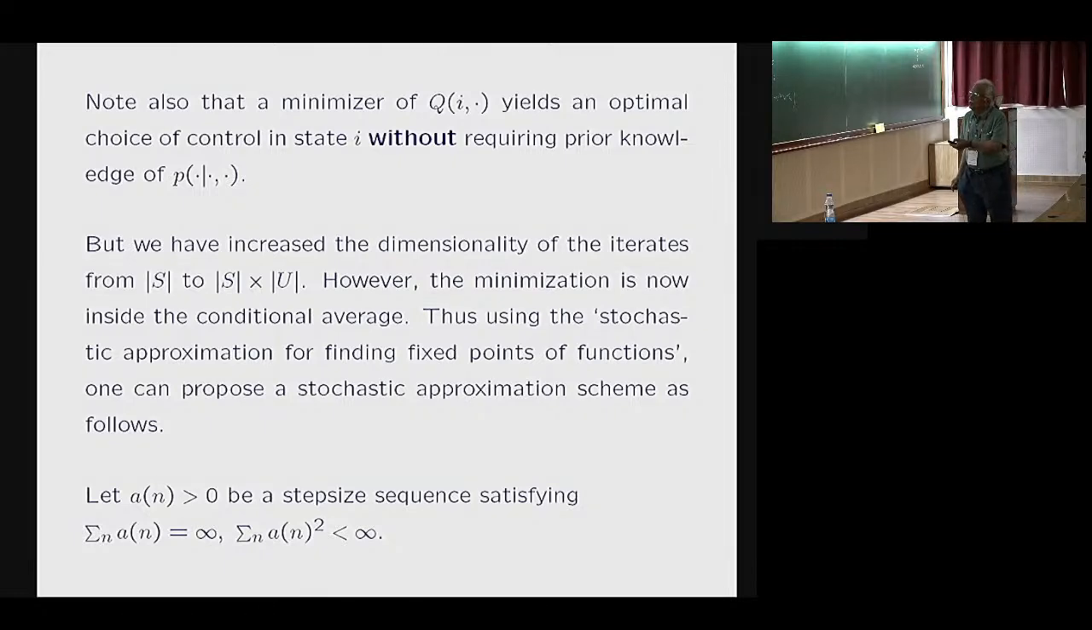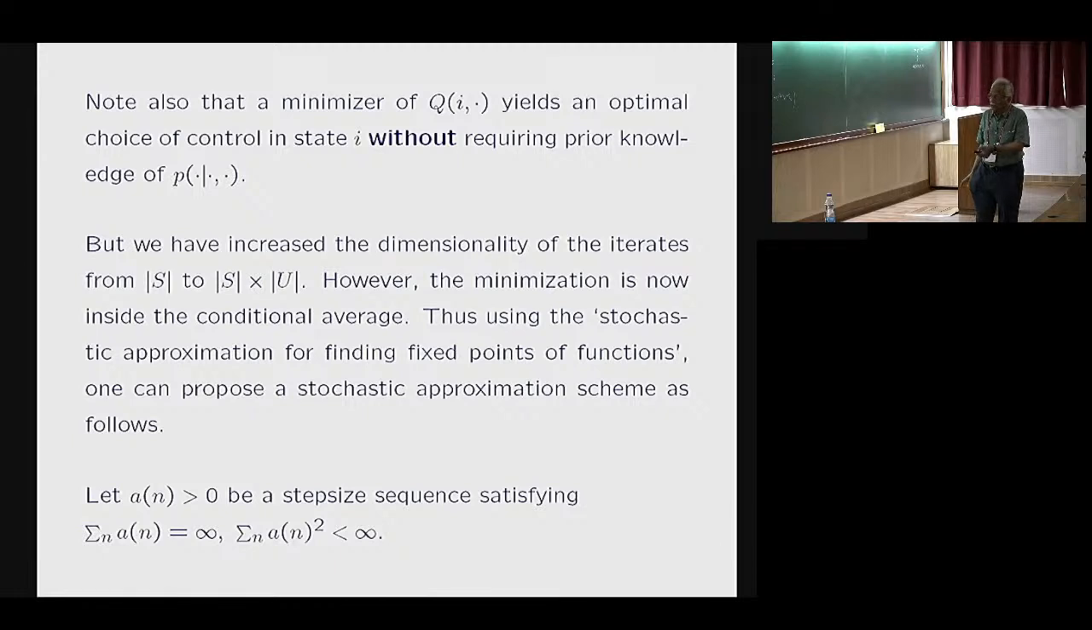But we have increased the dimensionality from the dimension of S to the dimension of S times the dimension of U, which can be quite large. So you are losing something, but this is the first building block. What people do is to approximate this. I think that was Supratim's question. Later on, I'll talk about some approximation schemes.